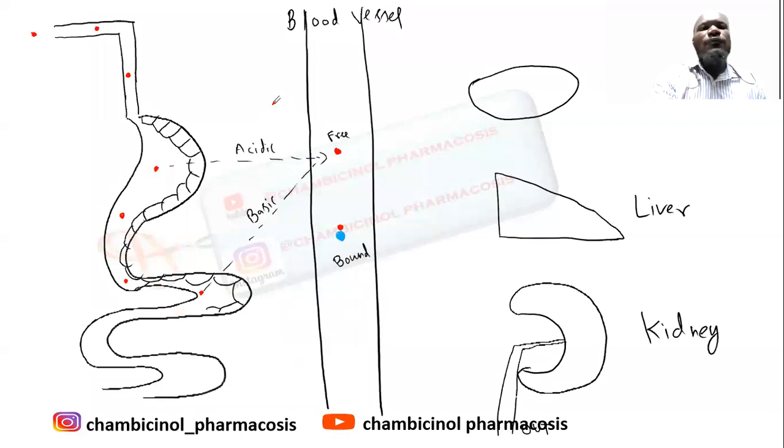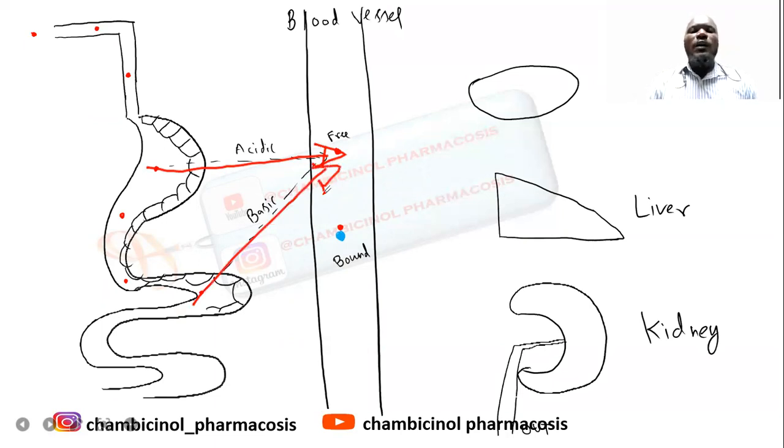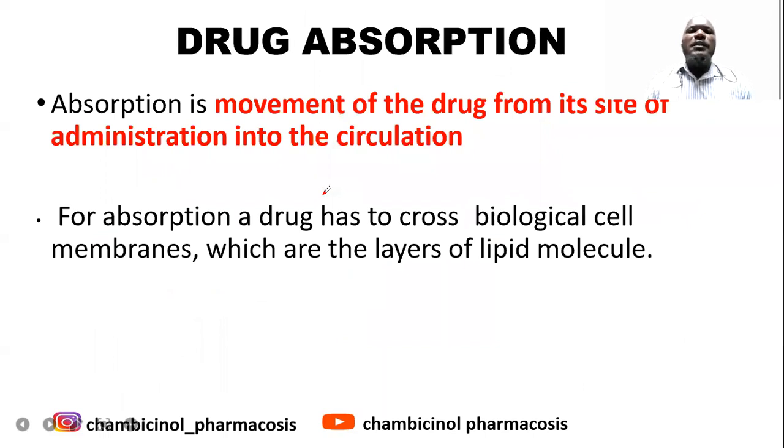For an acidic drug taken through the oral route, it will be absorbed in the stomach, while a basic drug is absorbed in the small intestine. What we are focusing on here is the movement of the drug from the site of administration into the systemic circulation. This process is called the absorption of the drug. So drug absorption, by definition, is the movement of the drug from the site of administration into the systemic circulation.